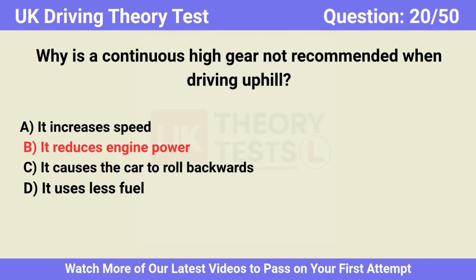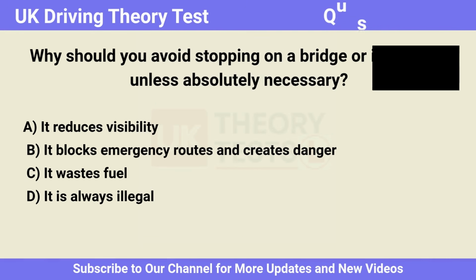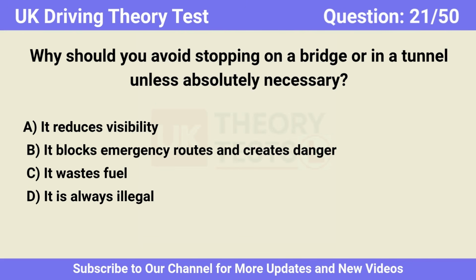Correct option is B. It reduces engine power. Why should you avoid stopping on a bridge or in a tunnel unless absolutely necessary? A. It reduces visibility. B. It blocks emergency routes and creates danger. C. It wastes fuel. D. It is always illegal.